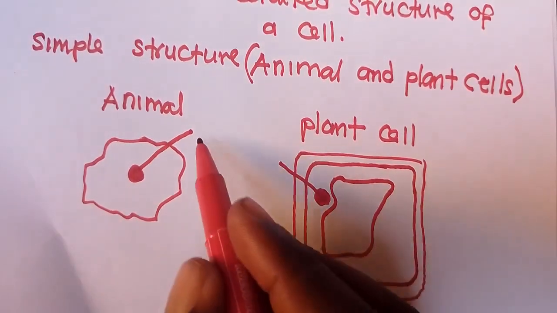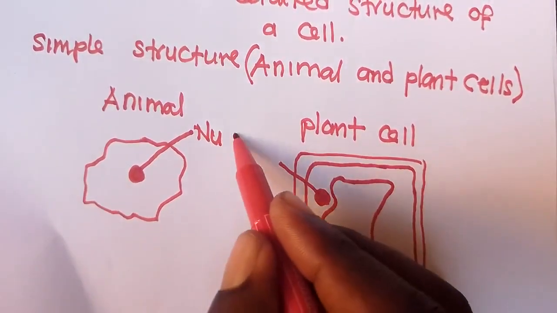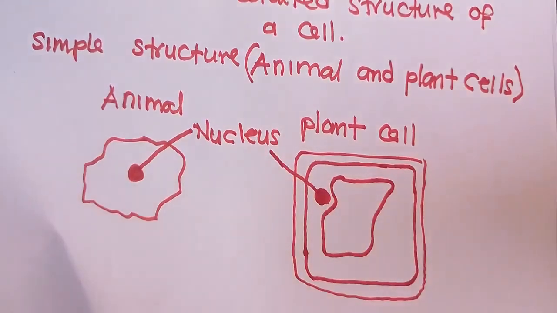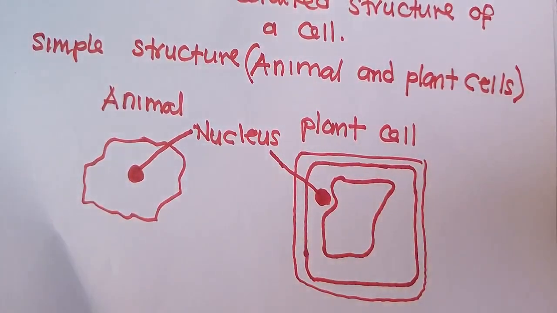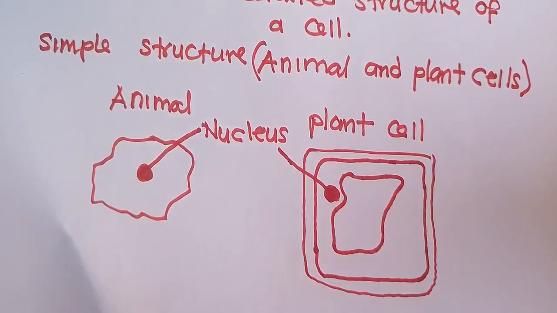So what do we call that part? That part is called a nucleus. You need to understand that part. This part is called a nucleus. I'm going to tell you the functions of all these parts that I'm going to label here. I'm going to explain to you so that you understand all the structures that we are going to discuss here.